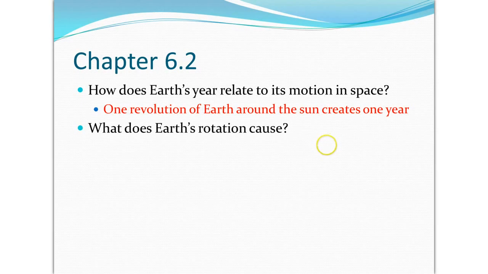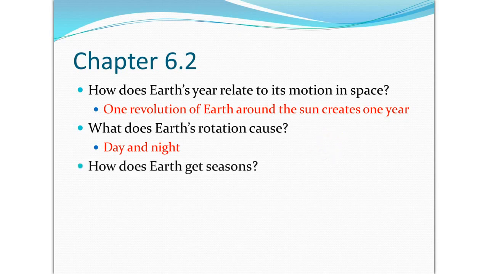What does Earth's rotation cause? Now, this again is one of those that we tend to get confused between each other. One revolution is going to create a year. Rotation is going to cause night and day. When we rotate, we spin. So we turn from facing the sun, daytime, to facing away from the sun, which is nighttime, of course. And this is 24 hours for Earth to do one full rotation.